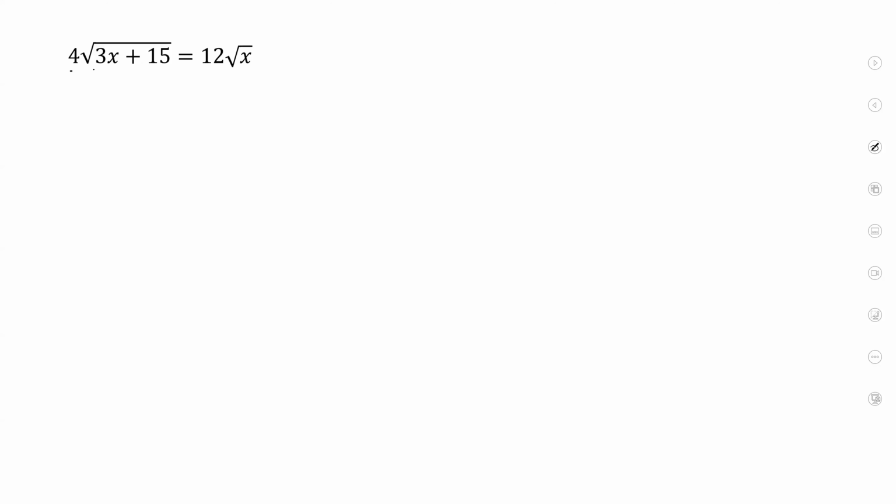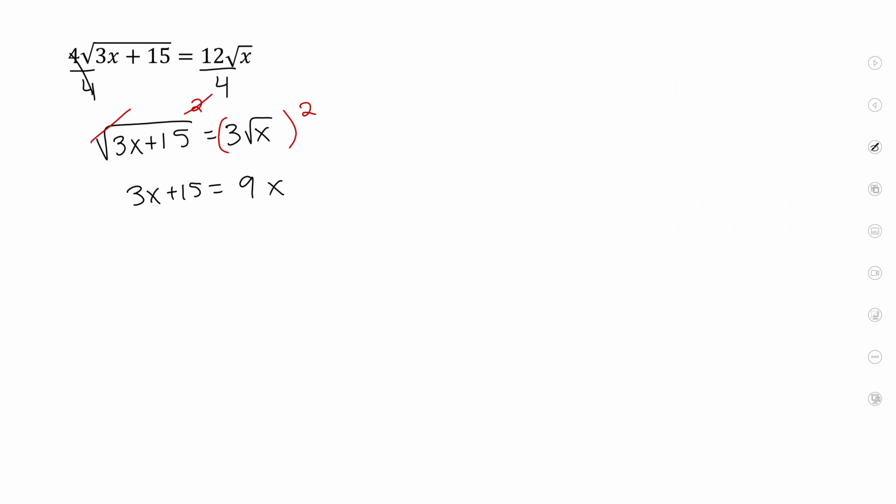I'm going to divide both sides by 4. I get the square root of 3x plus 15 equals 3 square root of x. And I can't really isolate anymore. So I'm going to go ahead and square both sides. Square this side and square this entire side. Those cancel. I'm left with 3x plus 15 equals 9x, because this square root cancels with that, and you also have to square the 3.